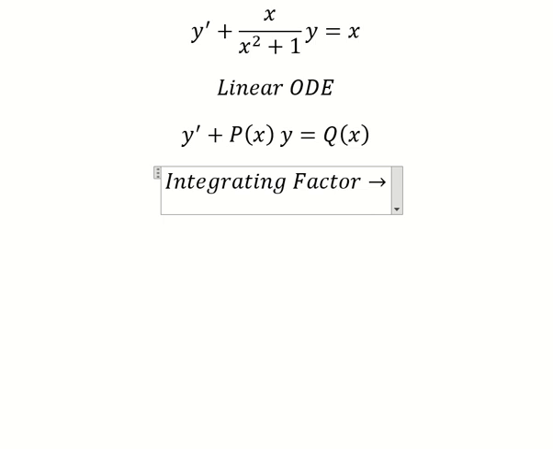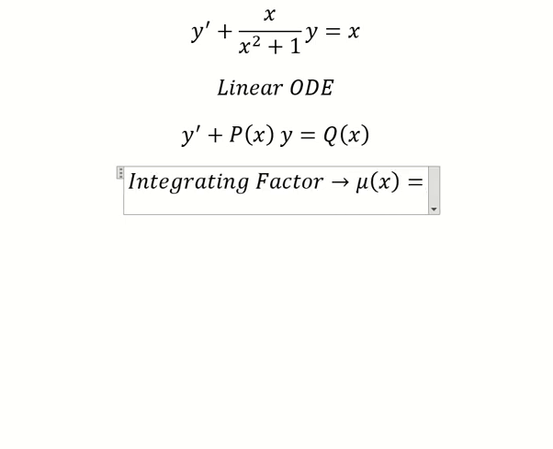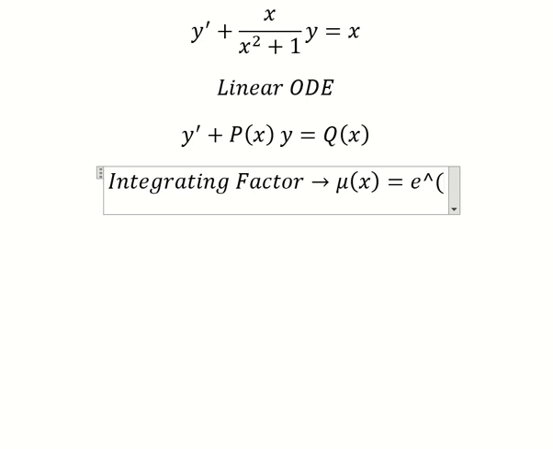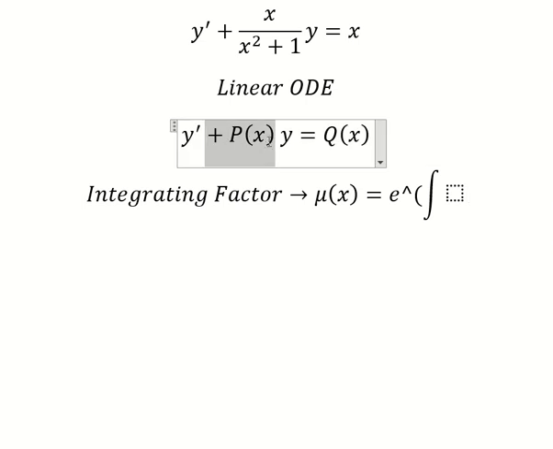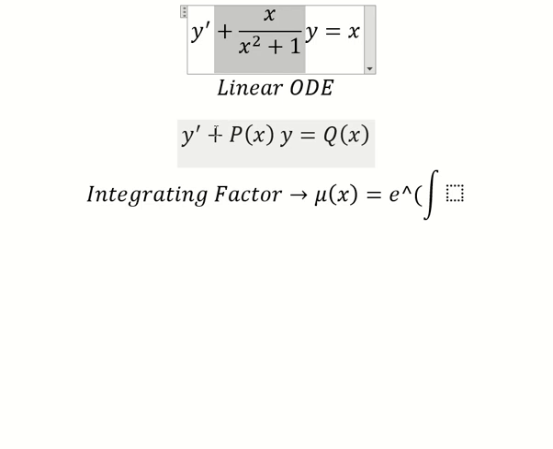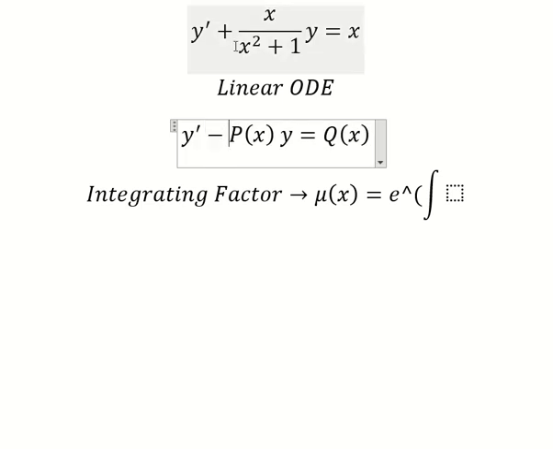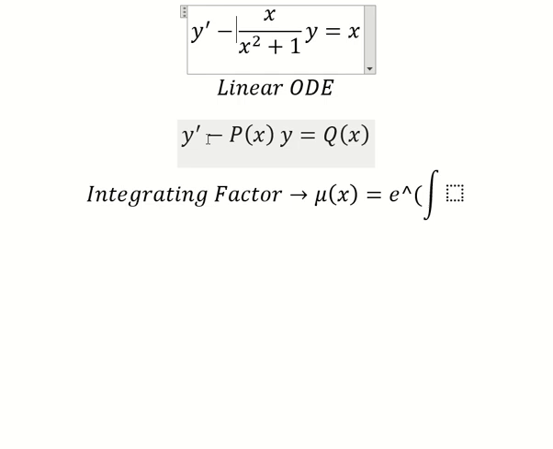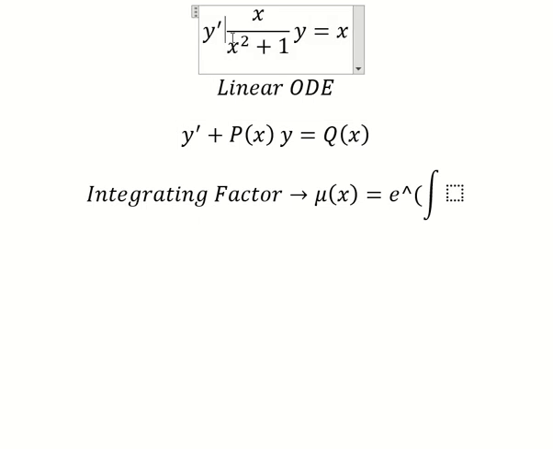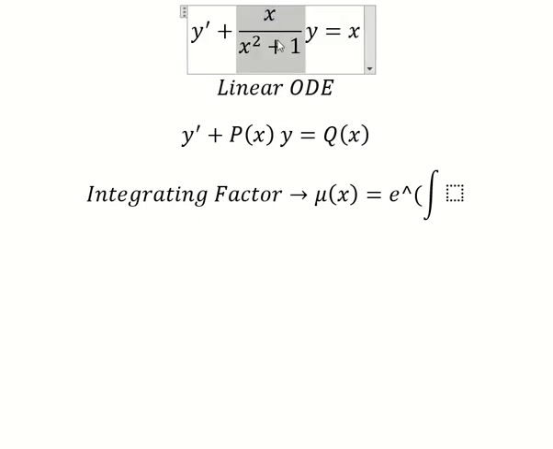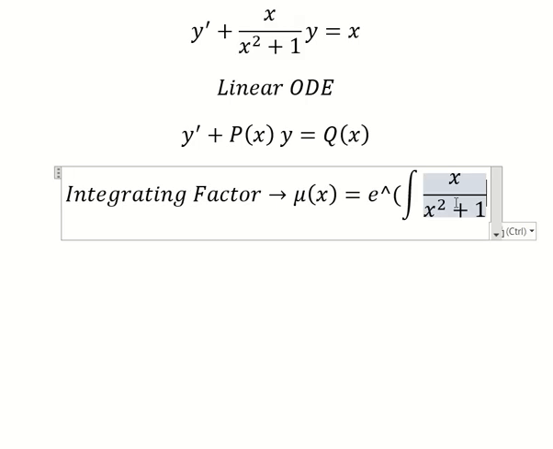So we need to find mu of s, that is e to the power of the integral. We can see that we need to select b of s, that is this one. If this one is negative, we need to include the negative sign here. But in this one, we have the positive. Now, we put this one in here.